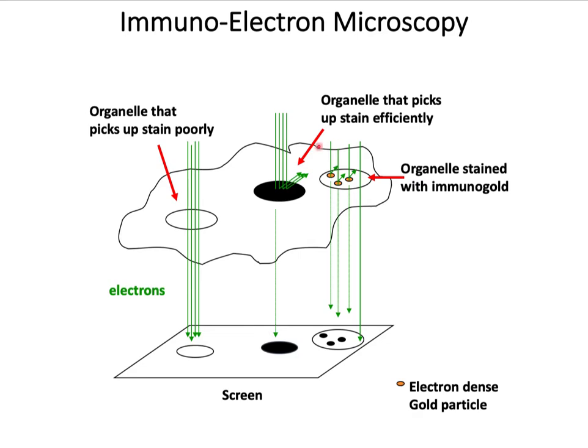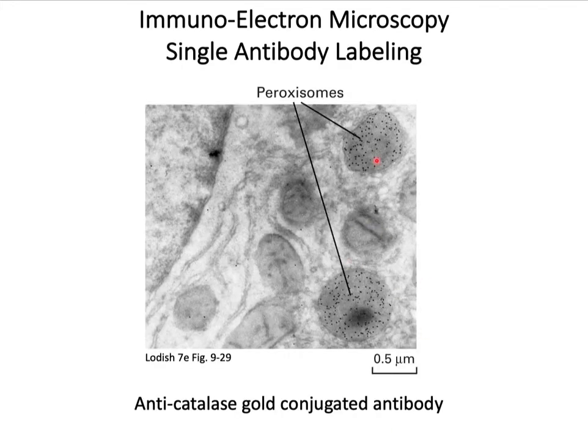So how does the gold particle work? As mentioned, gold is very electron dense, so if the peroxisome is stained with the anti-catalase antibody with the gold-labeled protein A, then the gold particles that are bound to the organelle will deflect the electrons and will identify that organelle. So here is an example. These are the peroxisomes, and you can see these tiny black dots, which are individual gold particles that are identifying the catalase found in that organelle.